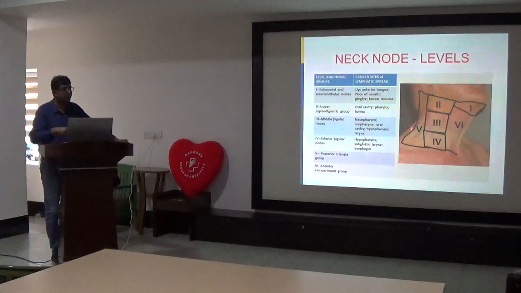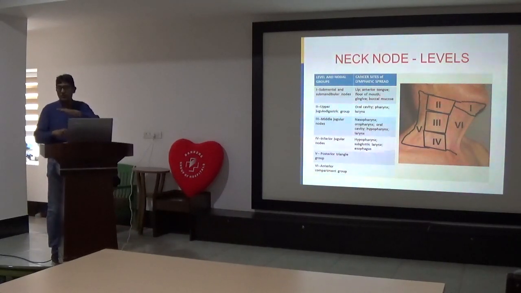So that is why we have designed these levels, so that it is uniform. When you say level 4 or level 5, you understand which side or which exact area in the neck is involved. So this is how it is.